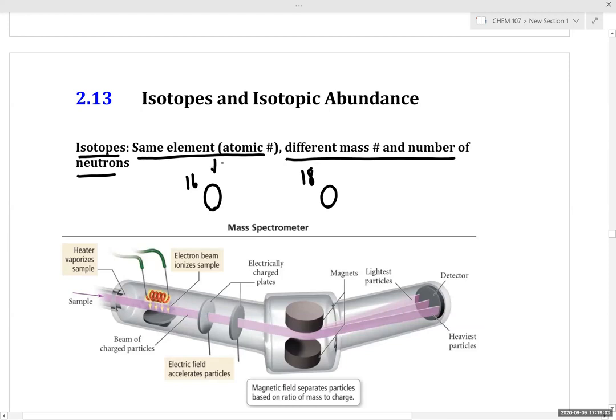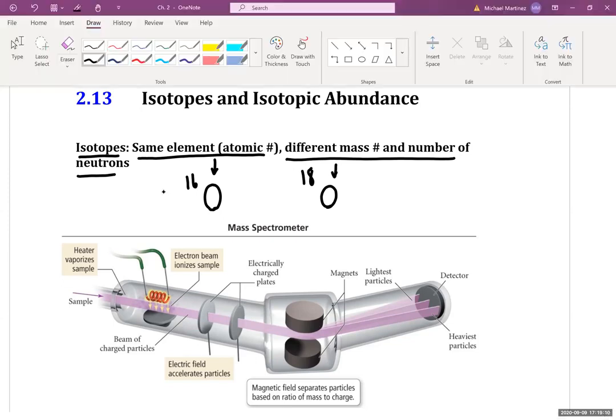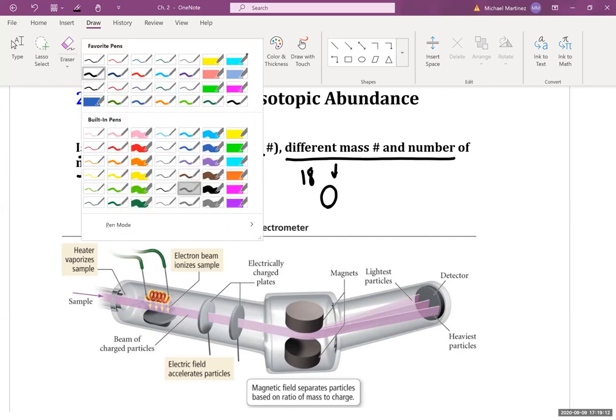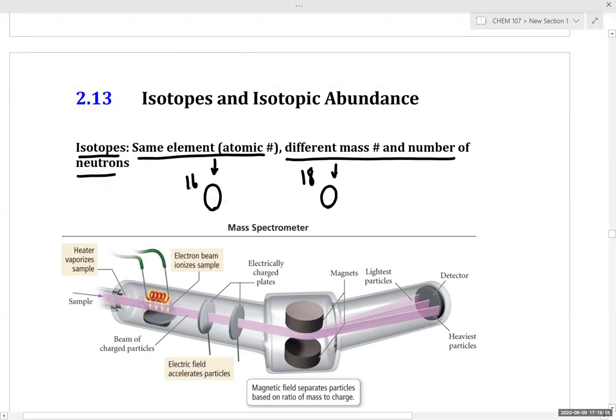Does everyone notice how these two elements are the same? They're both oxygen, but they have a different mass number. Does everyone see that distinction? Isotopes, same element, different mass number.